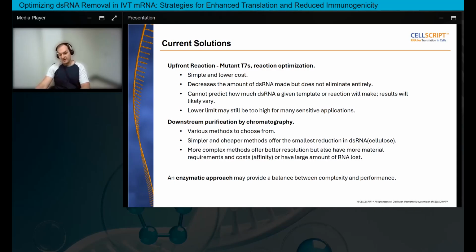And then the more complex methods, which can give you some of the best resolution and the lowest amount of double-stranded RNA, come at a different cost, which is that you tend to lose a lot of RNA, which is not great. And so that leads us to our alternative, which is an enzymatic approach, because it may provide a nice balance between a more complex method and a really well-performing method, not really having some of the limitations of either.